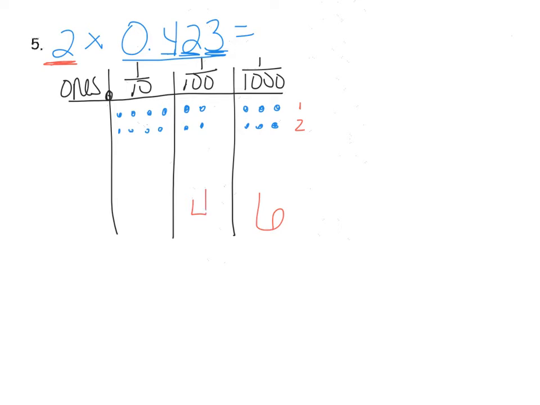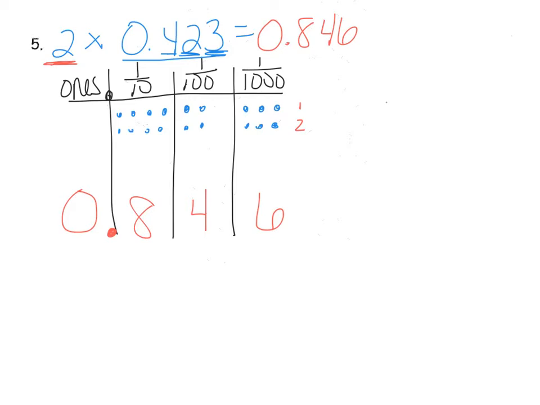We have 4 hundredths. And I got to count again because there's too many of them. 1, 2, 3, 4, 5, 6, 7, 8 tenths. Can't forget my beloved decimal, and then no ones. So 2 times 423 thousandths is actually 846 thousandths. So I need to write my final answer over here. 0 and 846 thousandths. So let's now show it using the standard algorithm or the standard written method.